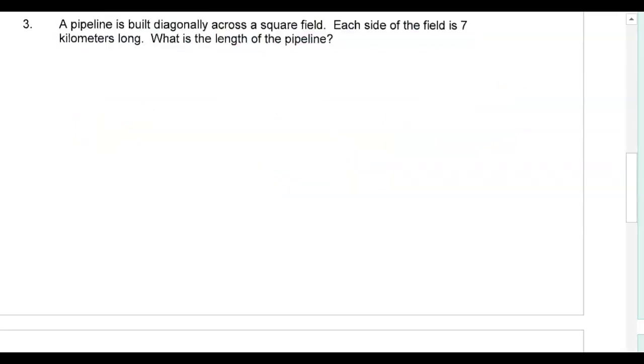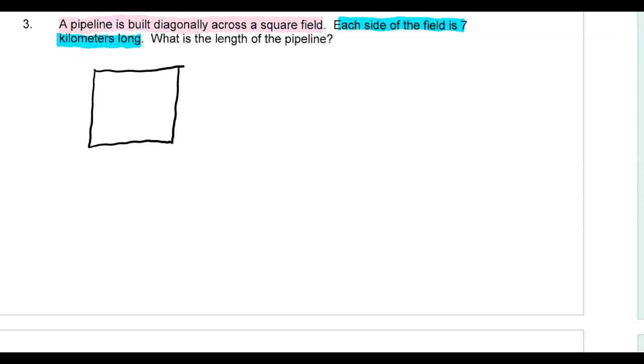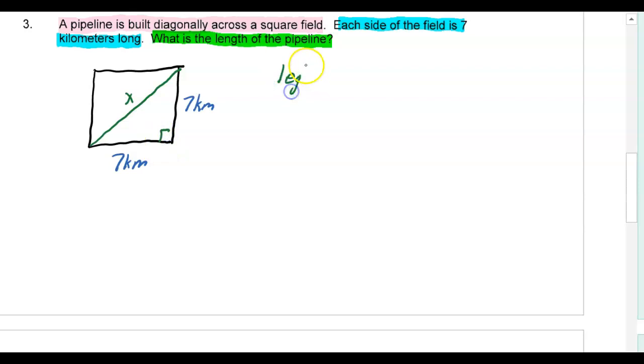For problem number 3, we're going to build a pipeline diagonally across a square field. So I'm going to draw a square. Each side of the field is 7 kilometers long. I'll label this. What is the length of the pipeline? So the pipeline is going diagonally across. I'll call that x. Again, we have a right triangle. So I'll use leg squared plus leg squared is hypotenuse squared.